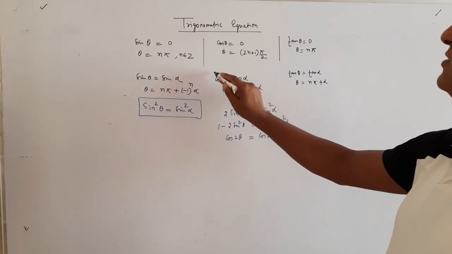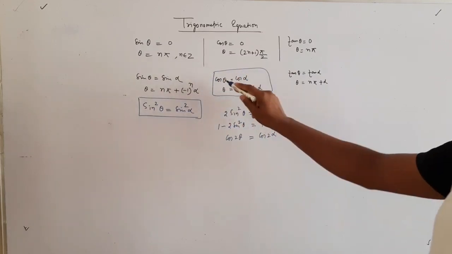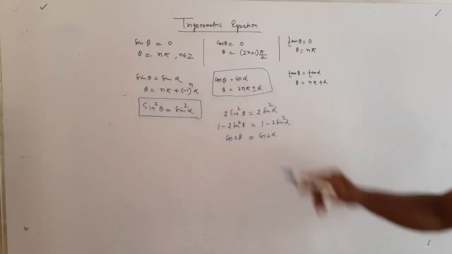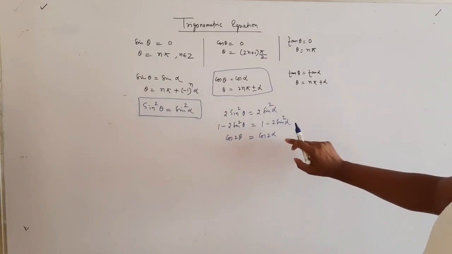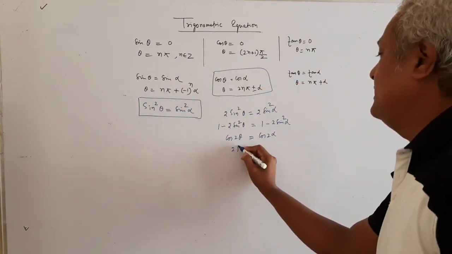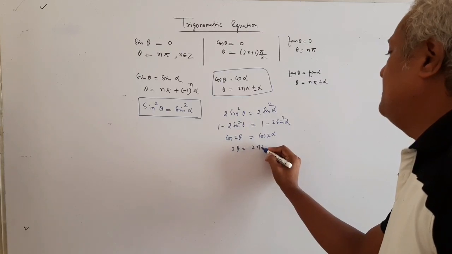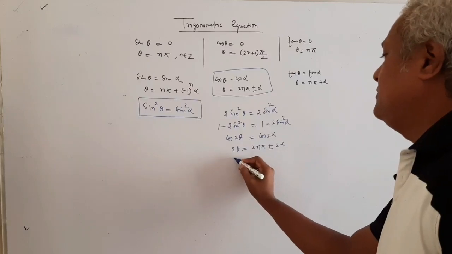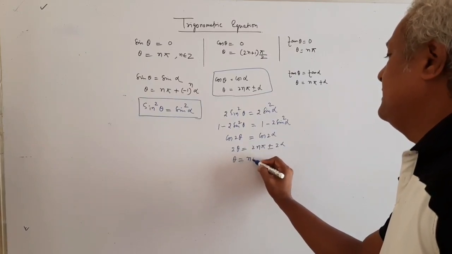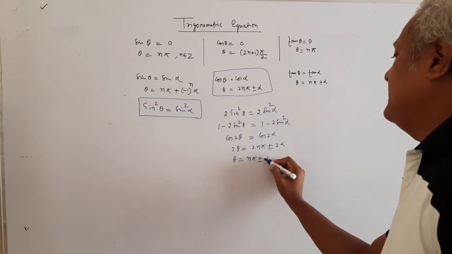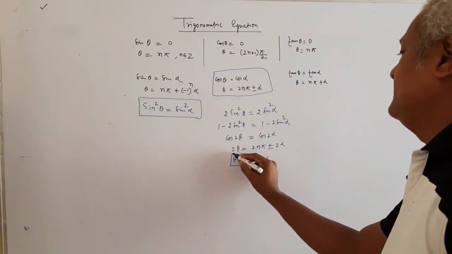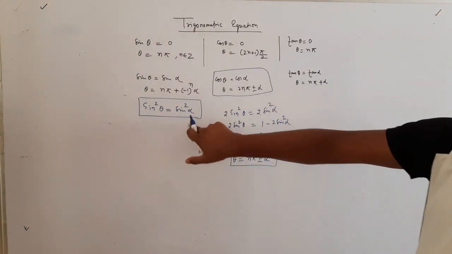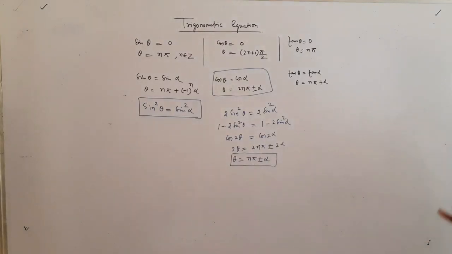Now here I return back to this form. What I see is cos 2 theta is cos 2 alpha, and there is the form cos theta is cos alpha. It means it is matching the same form. So you can write 2 theta is 2n pi plus minus 2 alpha. Get rid of 2, so theta is n pi plus minus alpha. This is how the equation sin square theta equals sin square alpha can be solved.